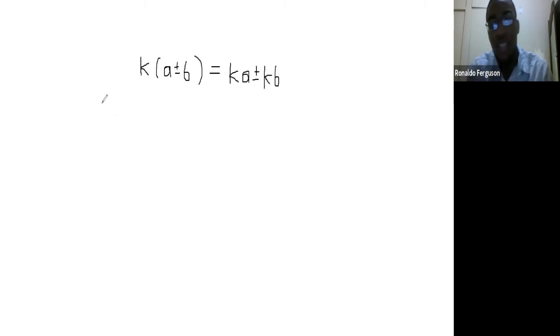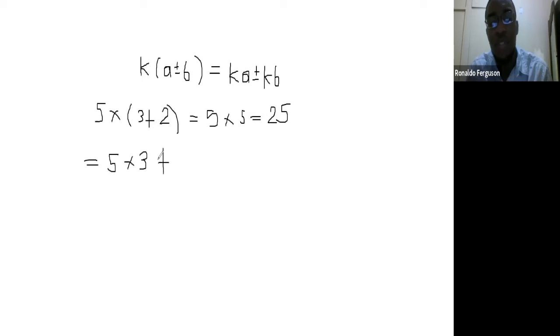Now look at this. Let's say for example we have 5 times 3 plus 2. As we know it, that should be equal to 5 times 5, and 5 times 5 is 25. So now let's check if multiplication distributes over addition. It does if this is going to be equal to 5 times 3 plus 5 times 2. So we distribute multiplication over addition: 5 times 3 is 15, plus 5 times 2 is 10. And so it works out to still be 25. So multiplication distributes over addition, and this is true because these two are the same.